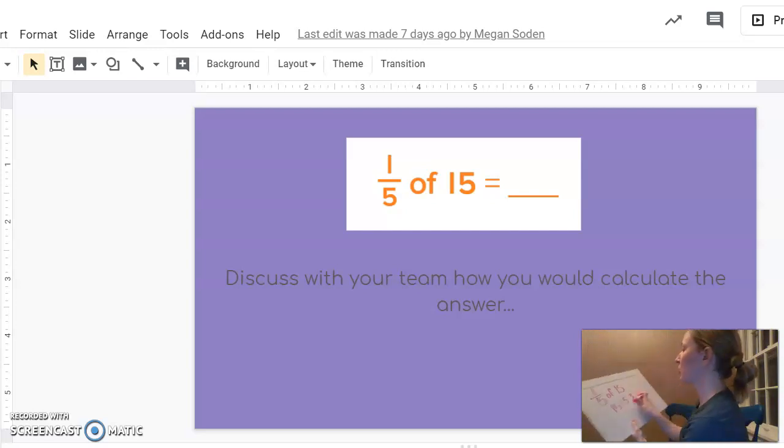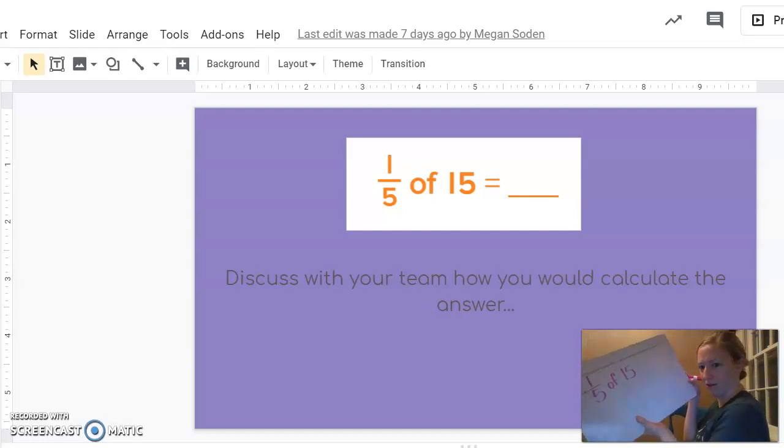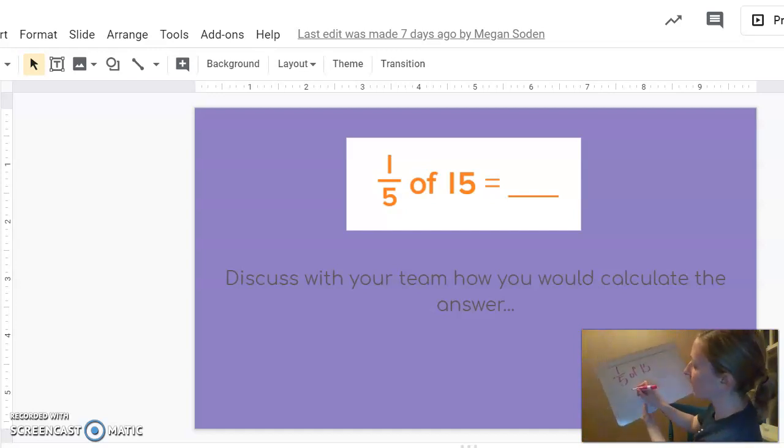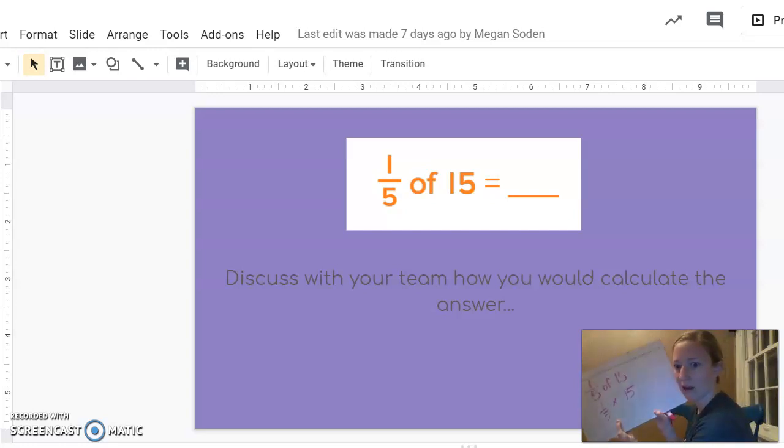There's another way that you can go about it, though. You can use multiplication to solve problems like these. You can line it up so you have 1/5 multiplied by 15. And now you're probably thinking, I don't know how to do that. Well, it's not as complicated as it looks.